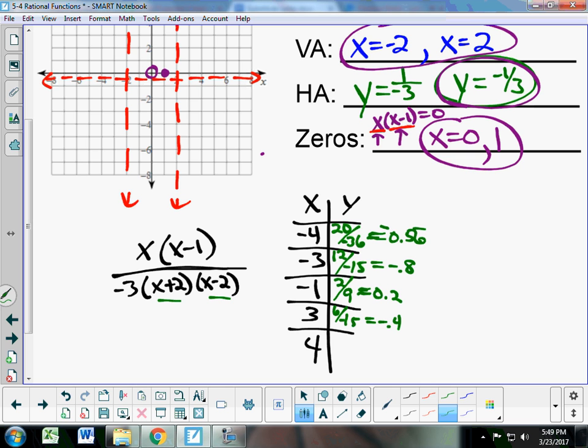And then on the top, we'll have 12 on this next one, and then -18. So that's going to be -36. And that's equal to -0.3 repeating. Okay, all right, so some different looking ones here.